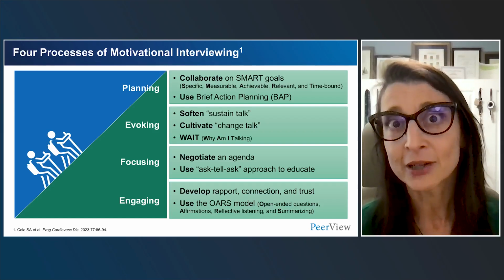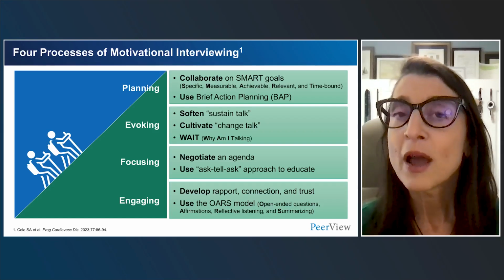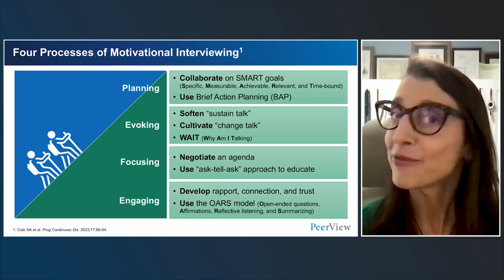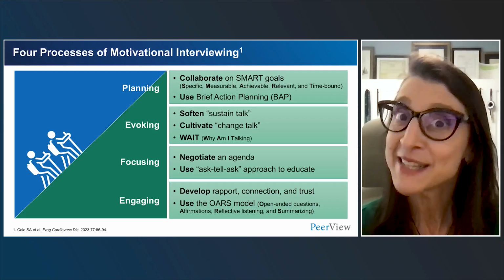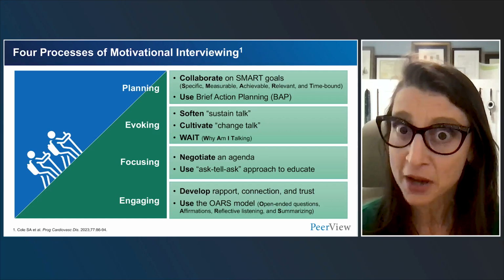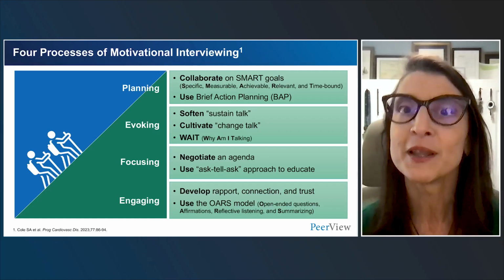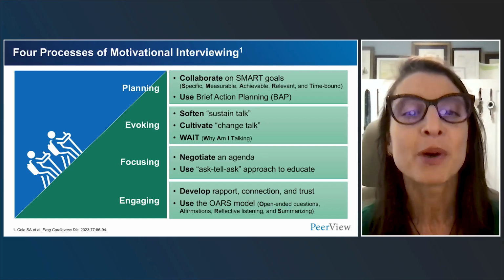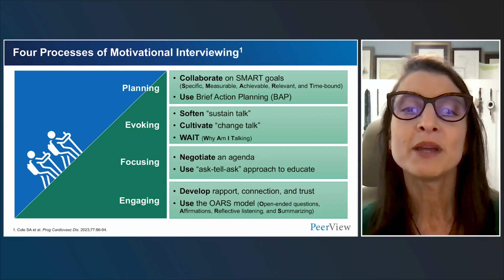I like to use the acronym WAIT, or W for why, A for am, I for I, and T for talking. Why am I talking? Let the patient fill in the void with the question that you have posed them. The next step would then be focusing.